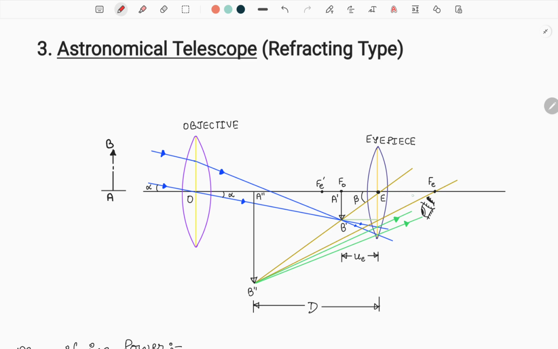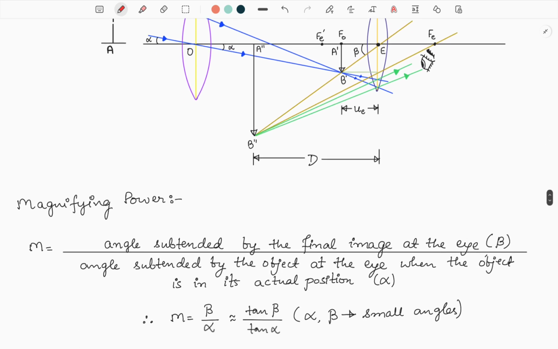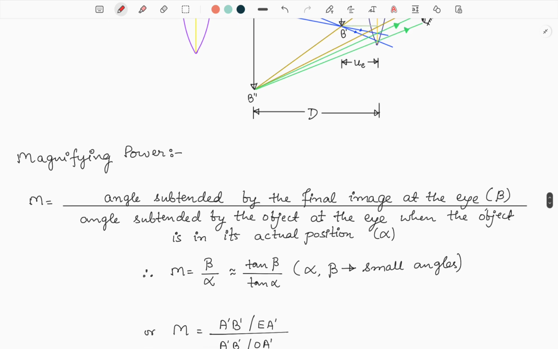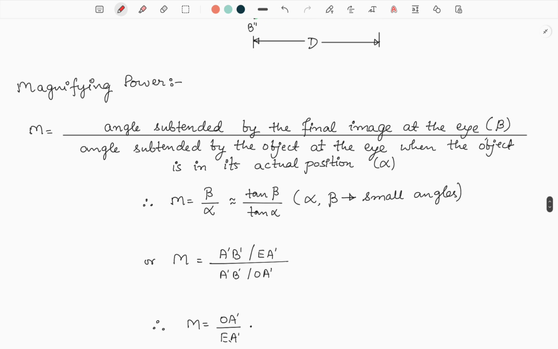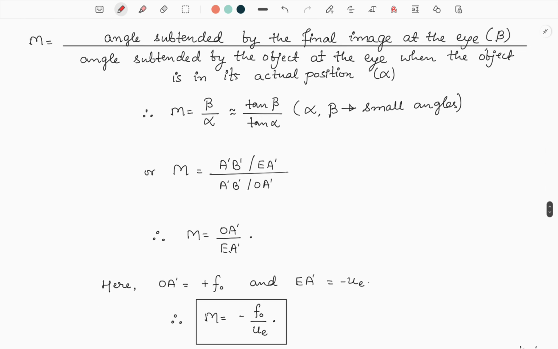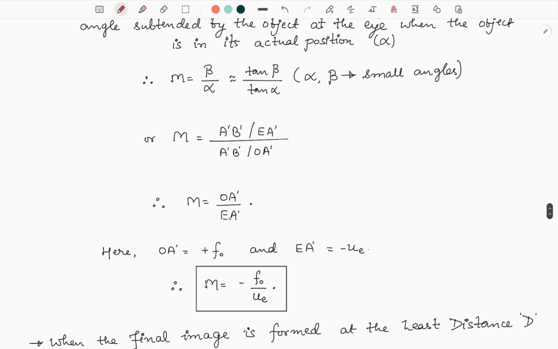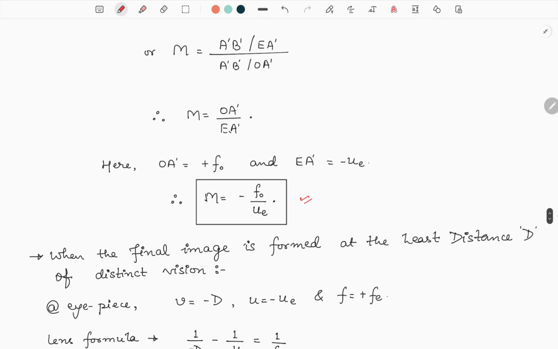So you will get the final image A double dash B double dash between O and Fe dash. Keeping all the notations in mind, we can again calculate the magnifying power of this astronomical telescope using m is equal to beta upon alpha. Since again alpha and beta are very small angles, we can replace them by tan alpha and tan beta. So m finally becomes OA dash upon EA dash. Keeping the value of OA dash as plus f naught and EA dash as minus UE with proper sign convention, you will get m as minus f naught upon UE for the astronomical telescope.